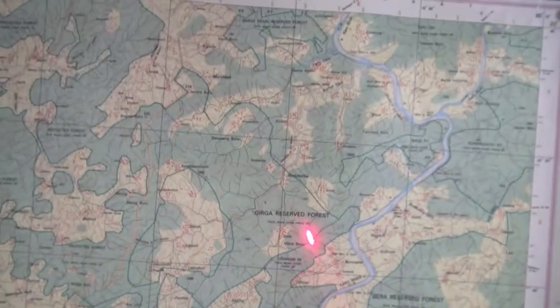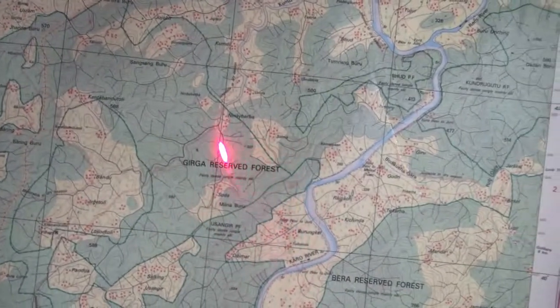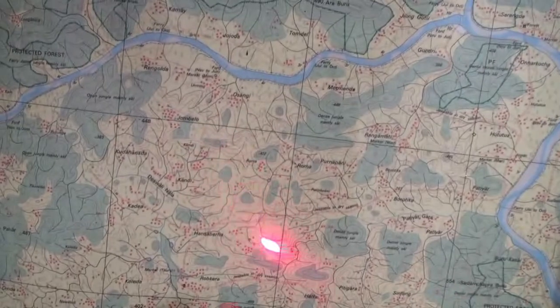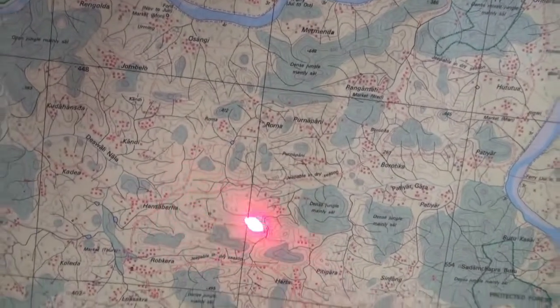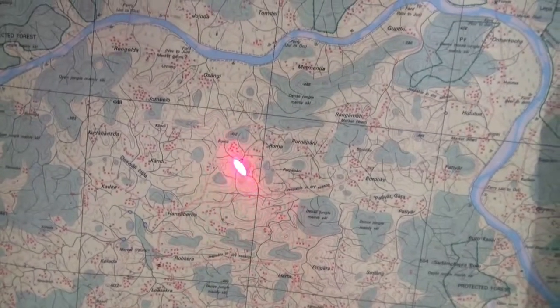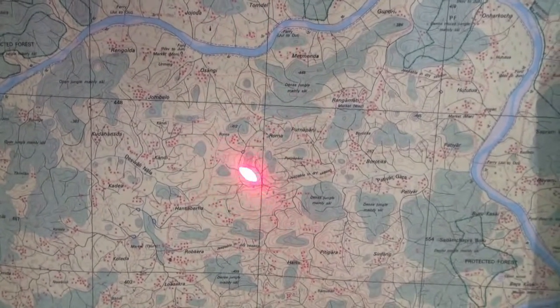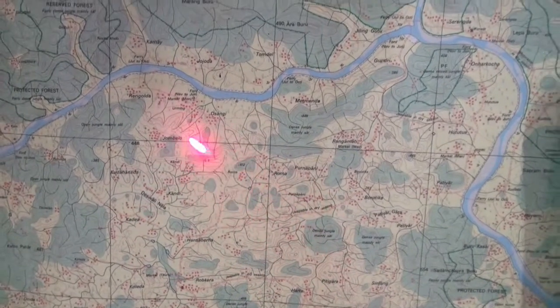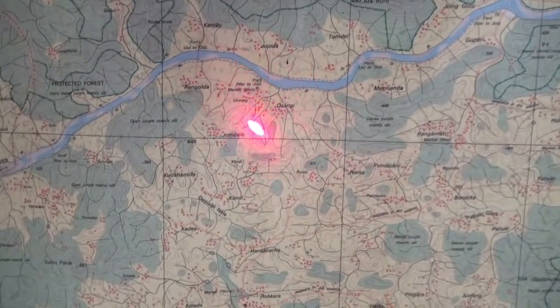This green shaded area is the forest area. And where the contours are placed comparatively wide apart, shaded yellow, these are flatter land, and in this type of land you can see many dot points. These are the habitations.